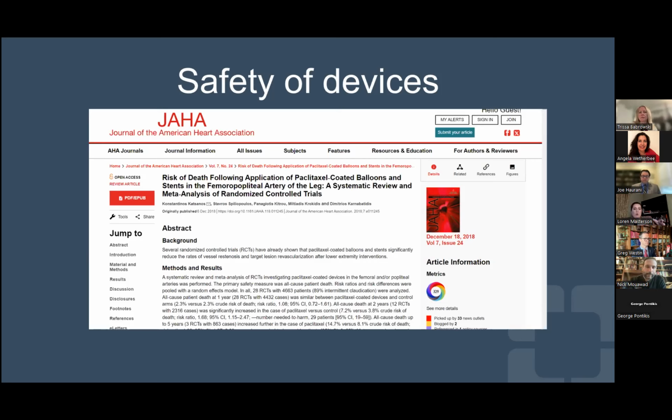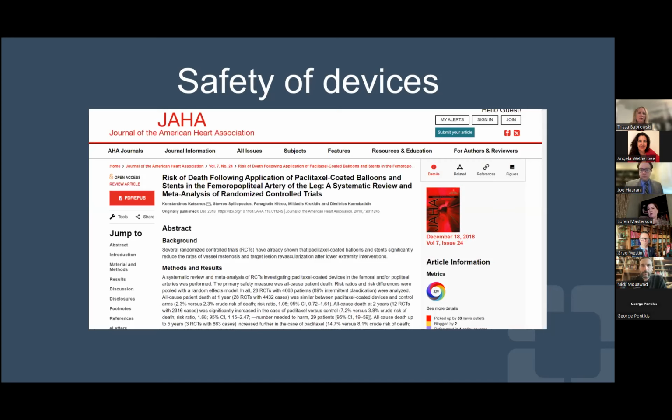And there was no common cause of death. There was really no finding that said this is why these patients are dying after they receive the drug-coated technology. And at this point, a lot of people pulled back. When this was published, a lot of people pulled back from using the drug-coated systems because it wasn't clear what the safety of these devices was. This study has been attempted to be replicated, and it's important to note that these results have not been replicated.